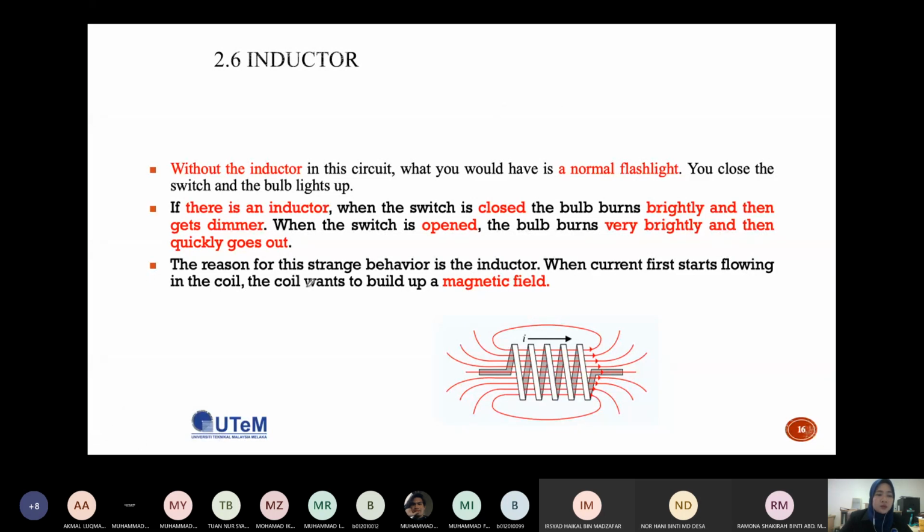So based on the previous circuit, I will draw the circuit again. So you have a battery, a lamp, and a switch. Okay.